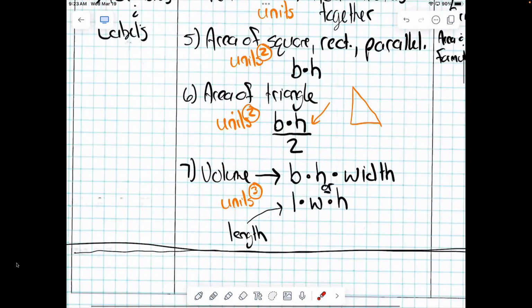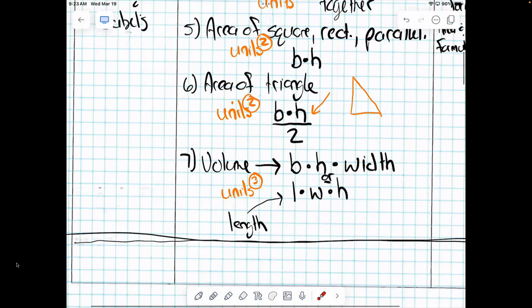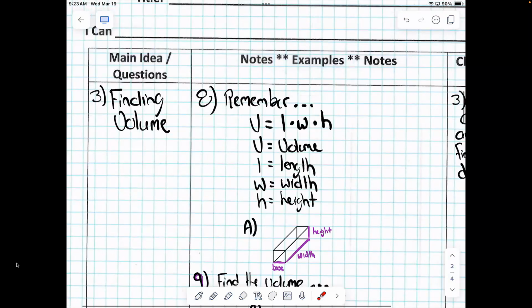And then volume. Volume is what we're working on. There's a couple of different ways to do it. Let's just recite this one together on the count of 3. 1, 2, 3. Length times width times height. Beautiful, beautiful. And those will be the 3 dimensions, right? Length, width, and height.